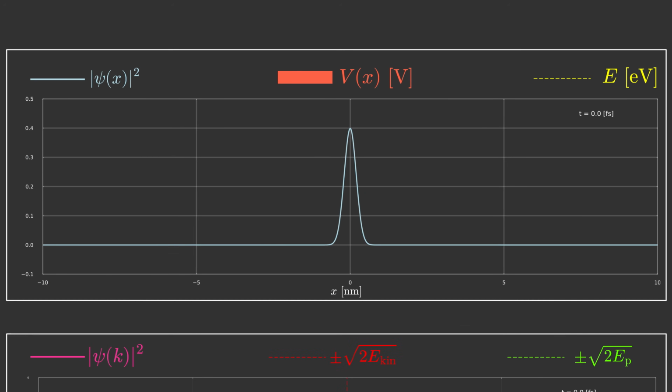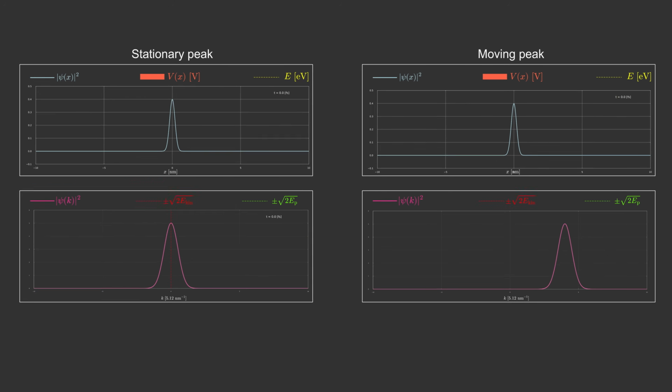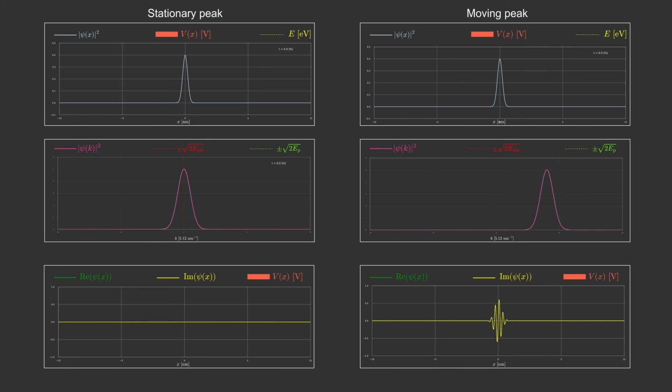Another thing to note is that what I am depicting on the graph is the absolute value squared of the wave function, which is the probability density. And therefore the Gaussian peak with added momenta looks exactly the same as the Gaussian without added momenta. The difference is in the complex part of the wave function.